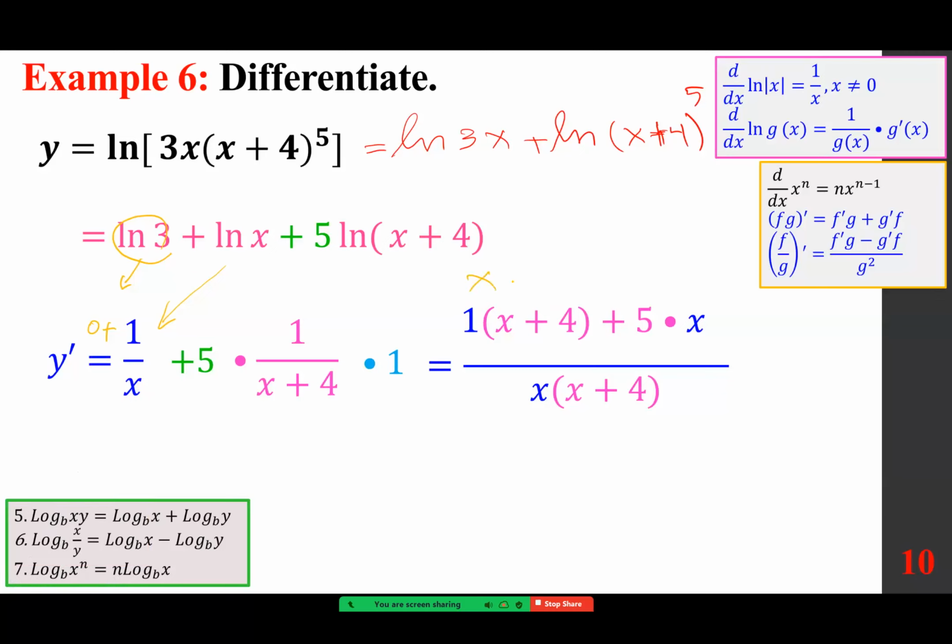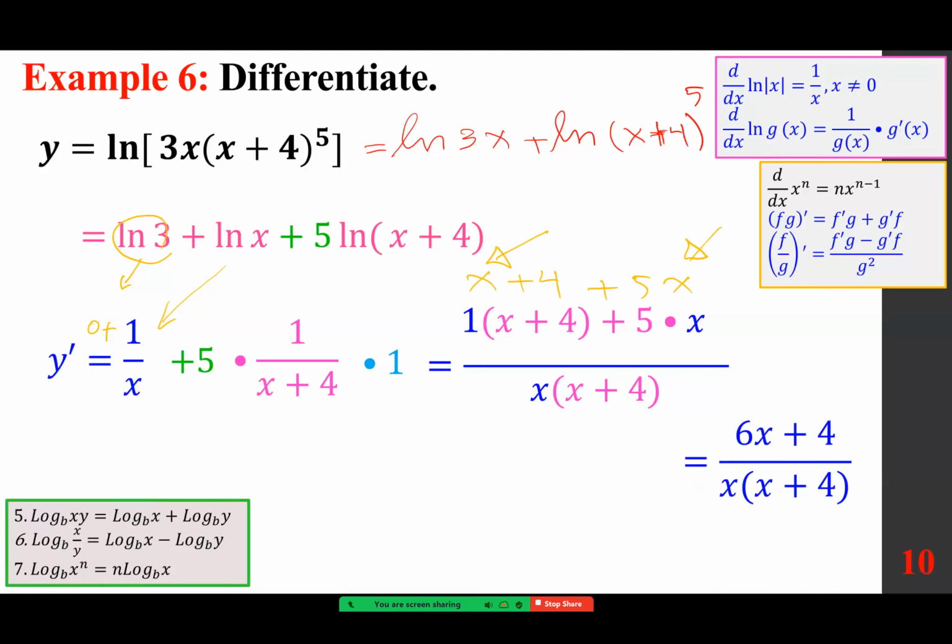This is x plus 4 plus 5x. We can combine x and 5x into 6x and write 6x plus 4 over x times x plus 4. We are done.